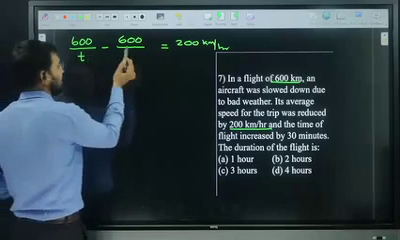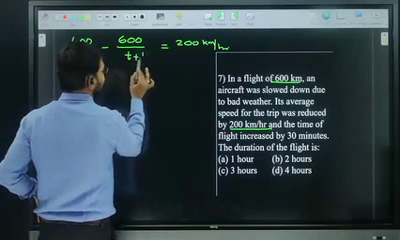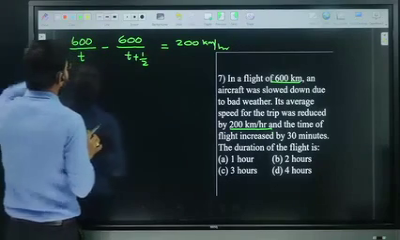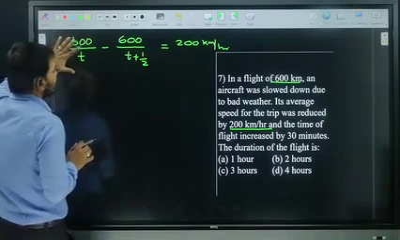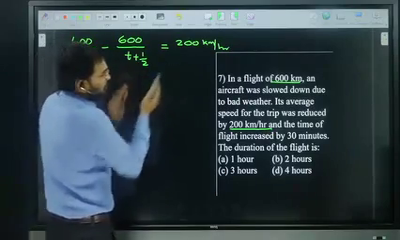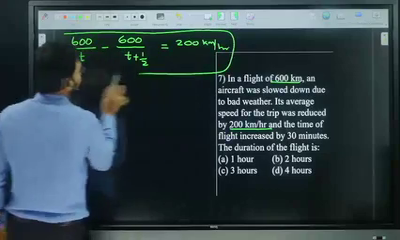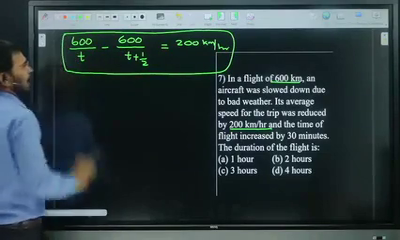Original time is t. So half an hour extra is nothing but what? t plus 1 by 2. This is the original speed of the flight, and this is the speed due to bad weather. The difference between these two is 200 km per hour. If you observe carefully here, the unknown variable is what?